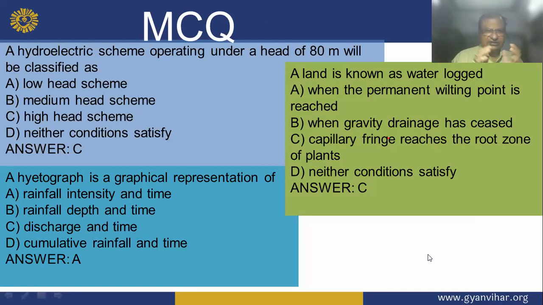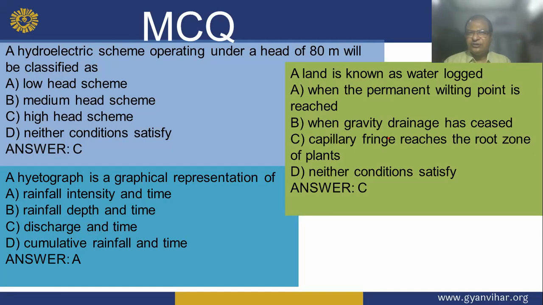Now, a hydroelectric scheme operating under a head of 80 meters will be classified as... So what is the correct answer? Correct answer is C, high head scheme. And a hydrograph is the graphical representation of... Correct answer, tell me. The correct answer is A, rainfall intensity and time.